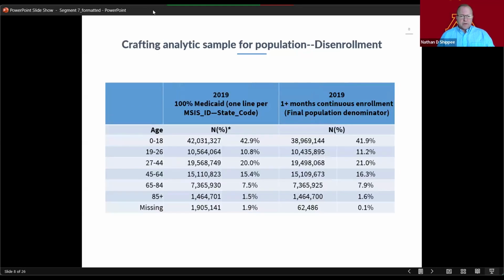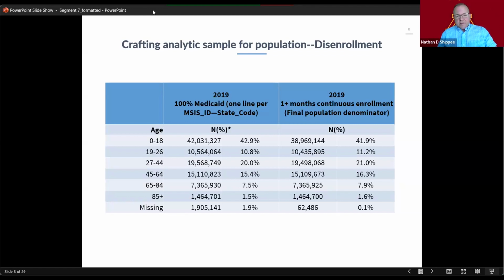All right, now this is where I brought up the idea that we ourselves are possibly introducing bias in this look. So in 2019, where we were at least starting, we got MSIS ID and state code there. We've done deduplication since then, but we had the 100% Medicaid, in other words the full sample of Medicaid, in the central column there, by age group, and how it breaks down by age group.